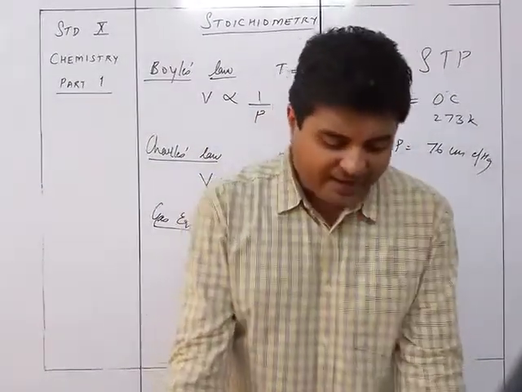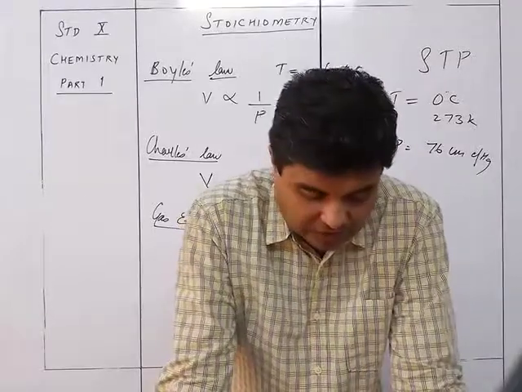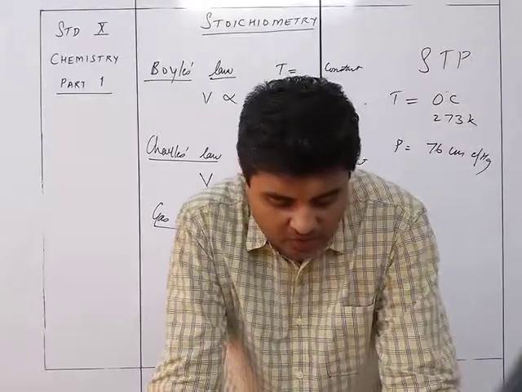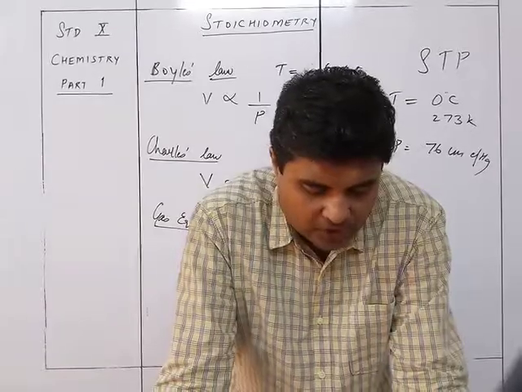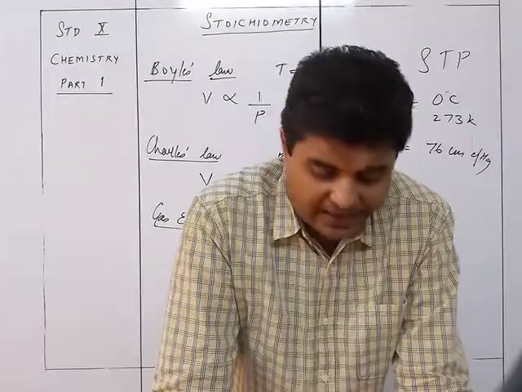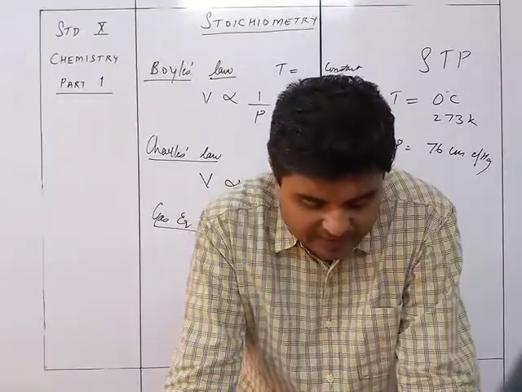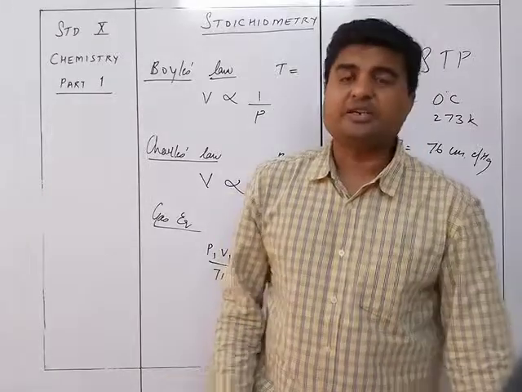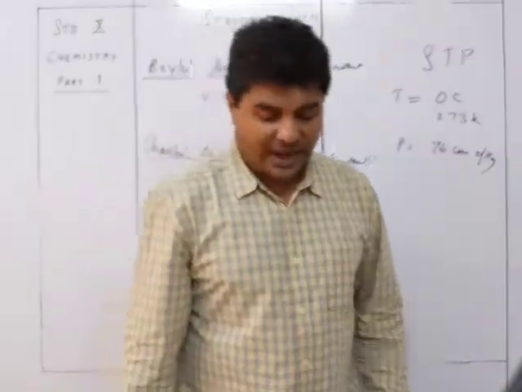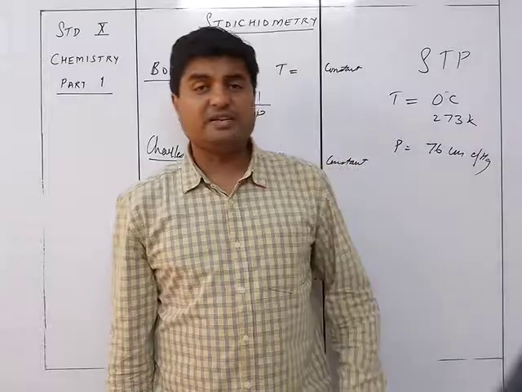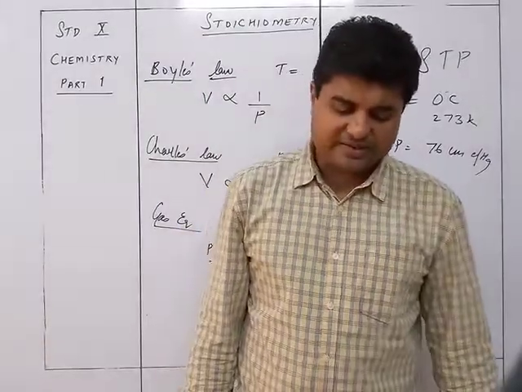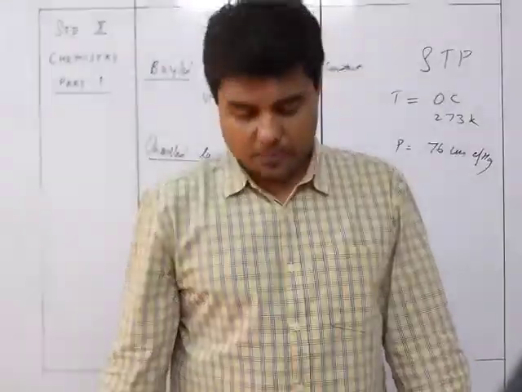So volume of gases changes with temperature and pressure. Hence, a standard value of temperature and pressure is chosen to which gas volumes are referred. The standard temperature is 0 degree Celsius, 273 Kelvin, and standard pressure is 760 mm of Hg, or 76 centimeter of Hg, or 1 atmospheric pressure.